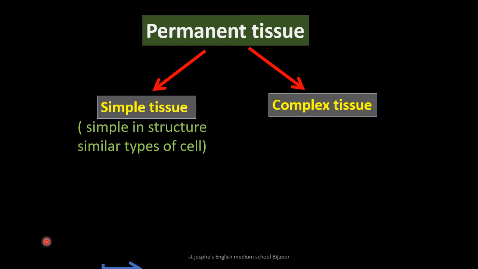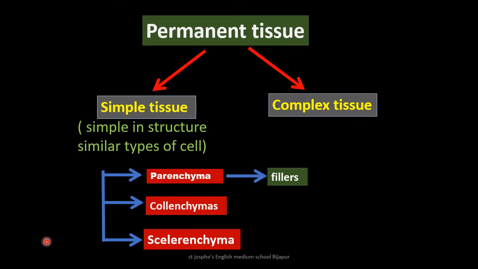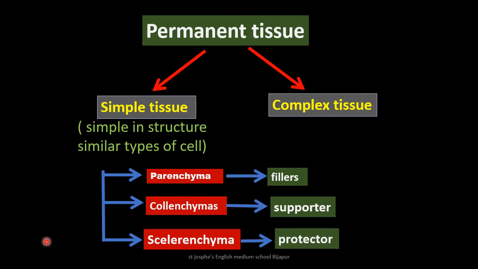They are of three types. They are sub-classified as parenchyma, collenchyma and sclerenchyma. And why are they called so? The meaning of parenchyma is filler tissue. They are filled with some substances, and that's why they are called parenchyma. Collenchyma is basically meant for providing support, and the sclerenchyma provides protection for the plant throughout its life.